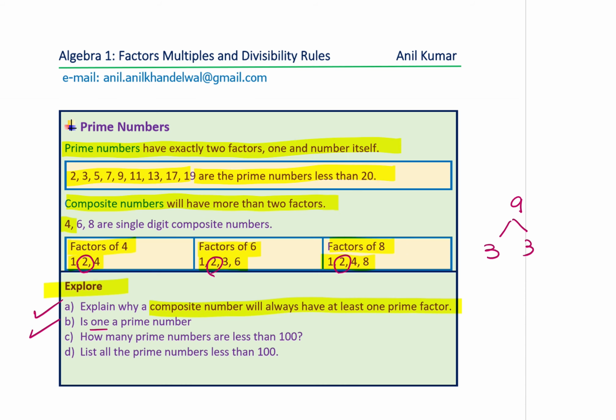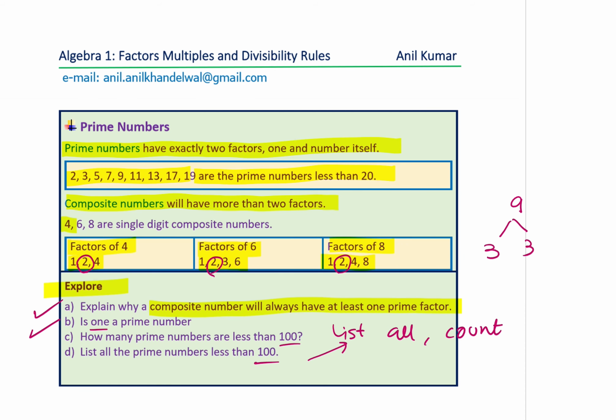Part C is, how many prime numbers are less than 100? That's critical. How do I know it? How many prime numbers are less than 100? So you have to list all of them, right? List all and then count. Is that clear? How many? Okay. The last question here is, list all prime numbers less than 100. Well, that is also part of the question.